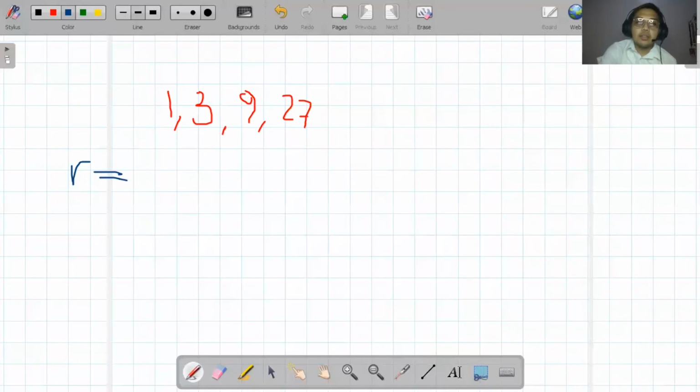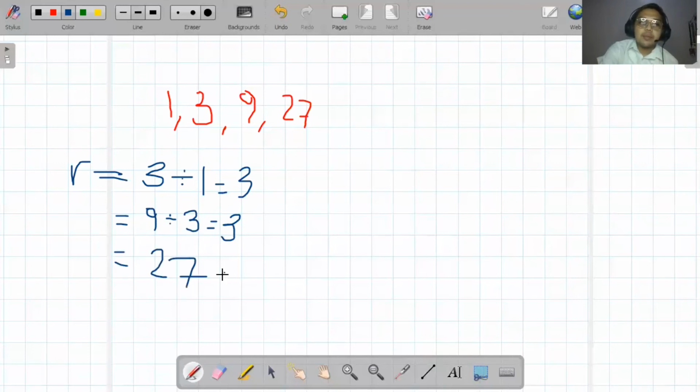3 divided by 1. Let's divide. 3 divided by 1 is 3. Dayon, 9 divided by 3. 9 divided by 3 is 3. And then fourth divided by third, so 27 divided by 9, not 3 rather. 27 divided by 9, that's also 3. So my common ratio is 3.